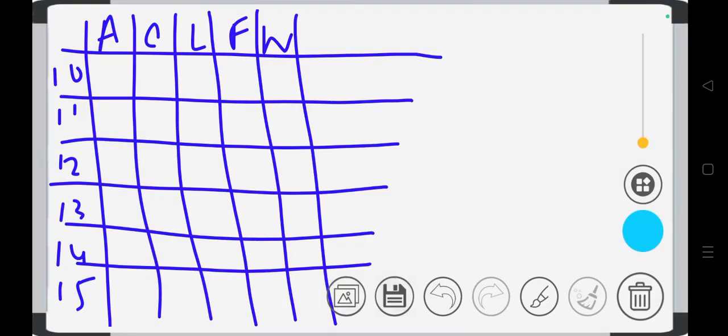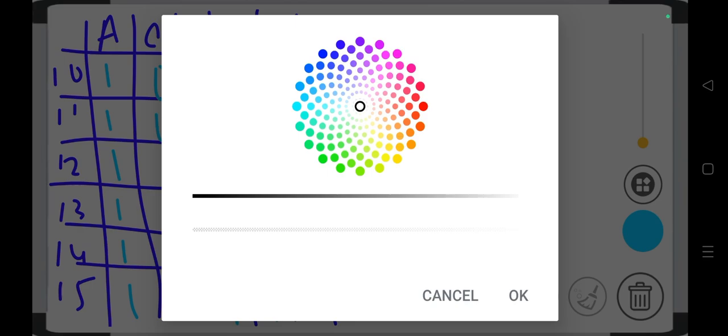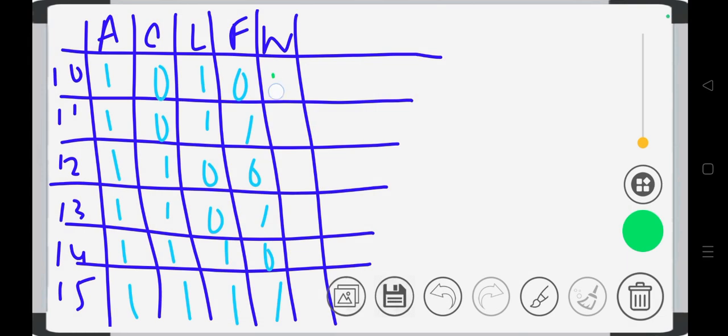If you rethink about this, the truth table for 10 was 1 0 1 0. Okay, then it was 1 0 1 1, 1 1 0 0, 1 1 0 1, 1 1 1 0. Okay, then it was 1 1 1 1. This is how we are forming the truth table, guys. And if you notice, the output for all of these was 1, it was yes.